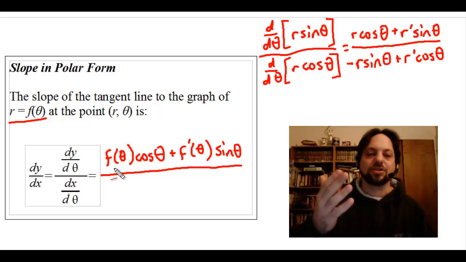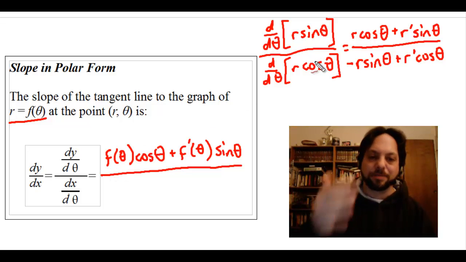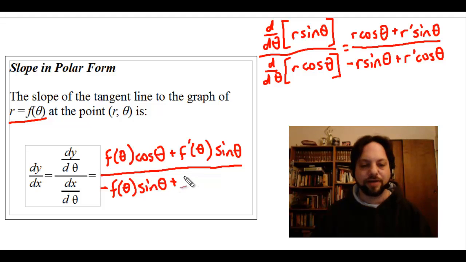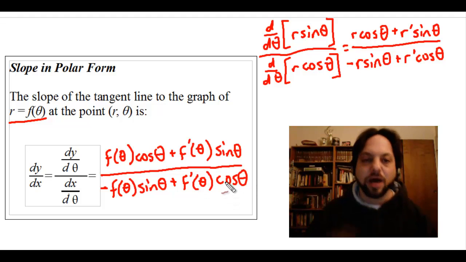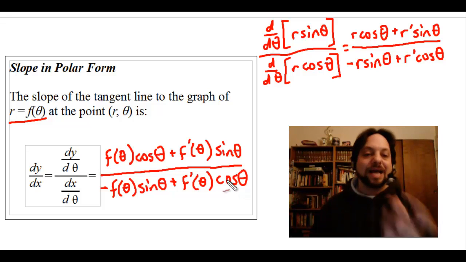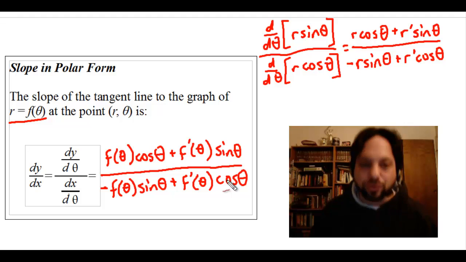But anytime I need to do it, I just differentiate the y on top, differentiate the x on bottom. So the numerator is going to say negative f of theta sine theta, and then plus f prime of theta cosine theta. It is ugly, it is hideous, but remember where it comes from, and it's really not too bad. And now that you have it, let's see how to use it to find a few slopes on a polar graph.